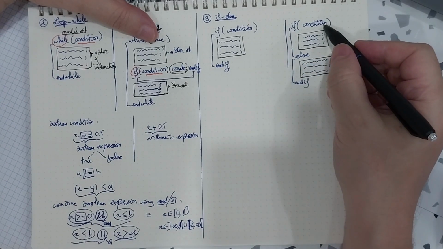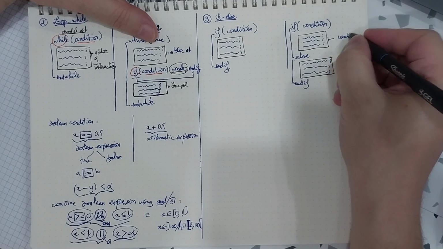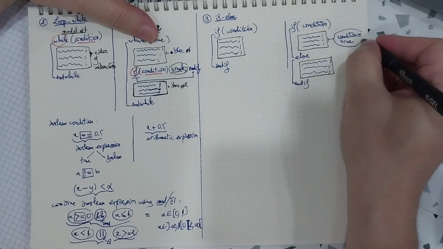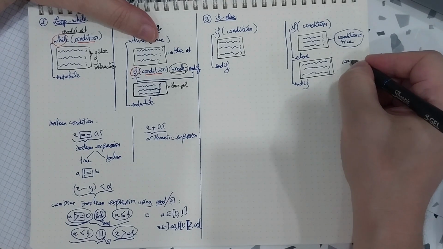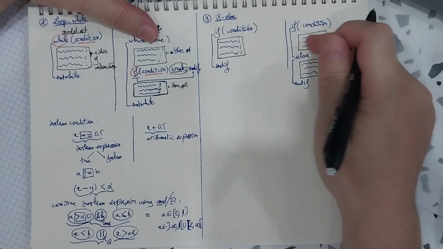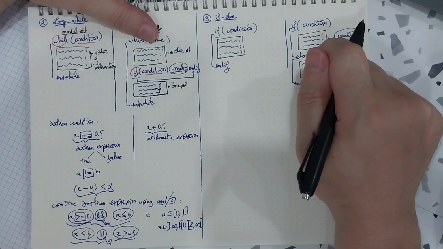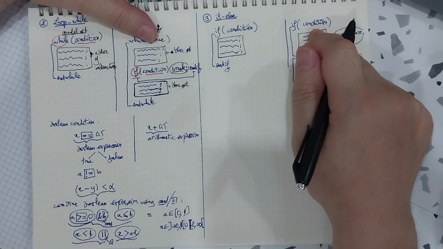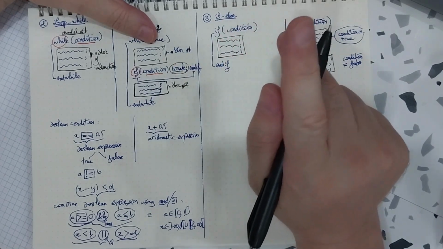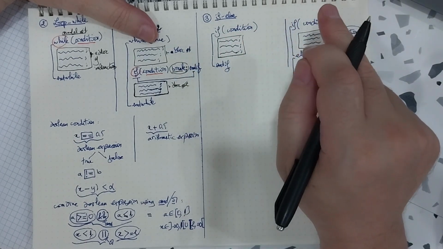So if the condition is true, this is executed. This is executed only if the condition is true. Otherwise, the condition is false, and this block is executed. So one single block will be executed, this one or this one, not both. But here, this block will be executed only in the case the condition is true. If the condition is false, there are no instructions to be executed.